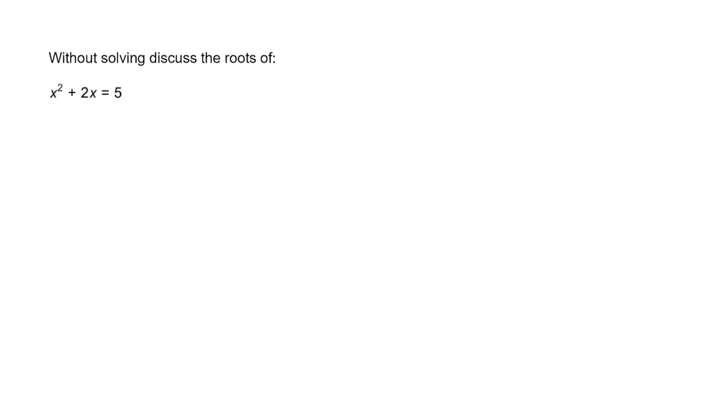Now let's dive into solving some questions, and I've scaffolded them. This is as easy as it gets. Without solving, discuss the roots of this. So the crucial thing, remember, and I'm going to write down the formula for delta, is b squared minus 4ac. That's our formula for delta.